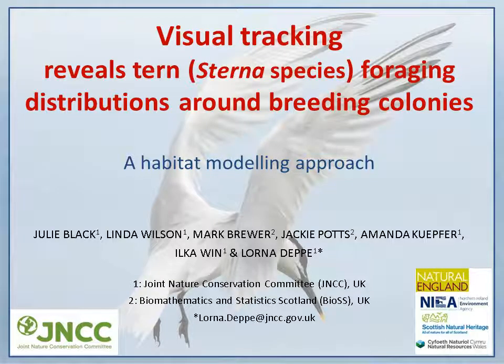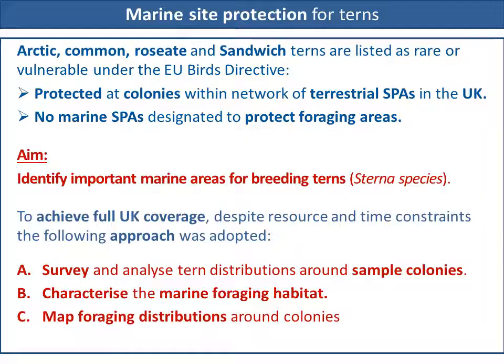This presentation is about how visual tracking can be used to reveal foraging distributions around breeding colonies for 4 species of tern, and this uses a habitat modelling approach. So 4 species of tern are the subject of this presentation, and these are all listed as rare or vulnerable under the EU Birds Directive.